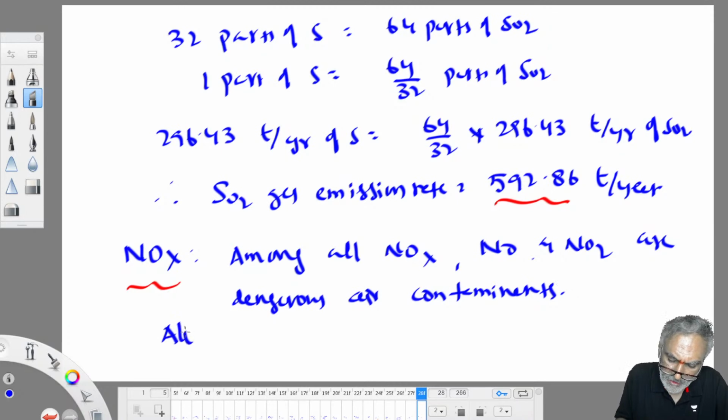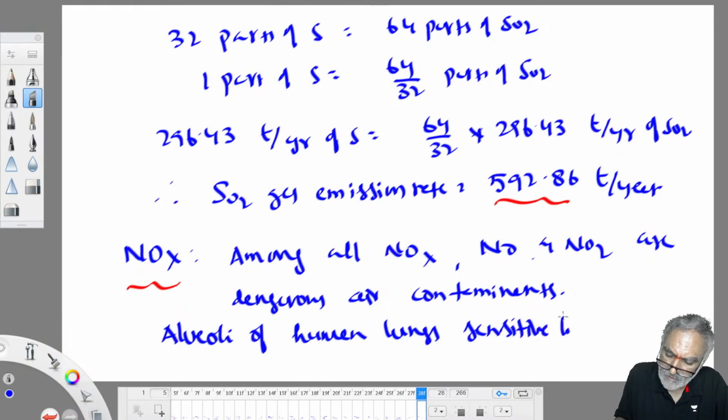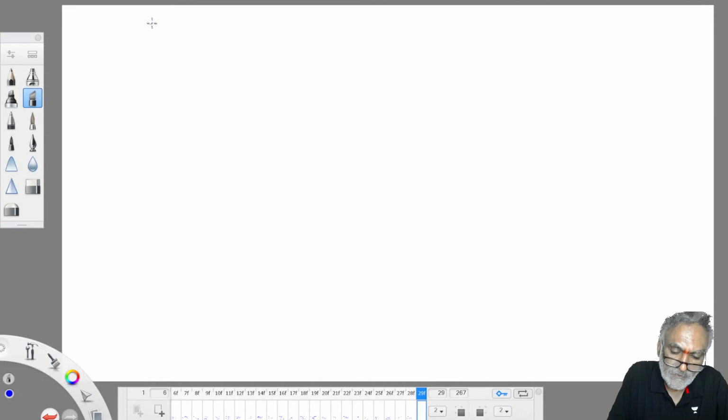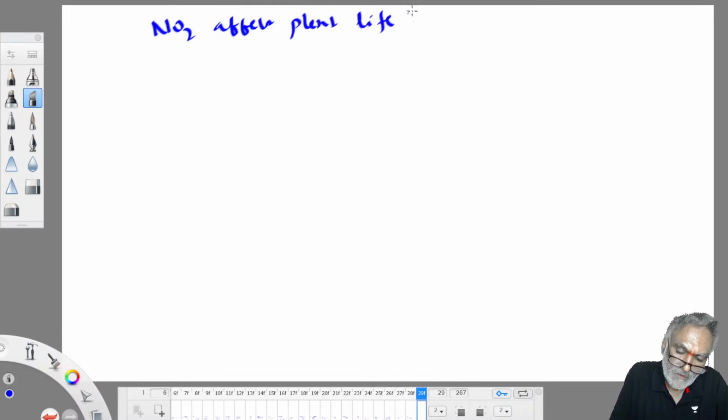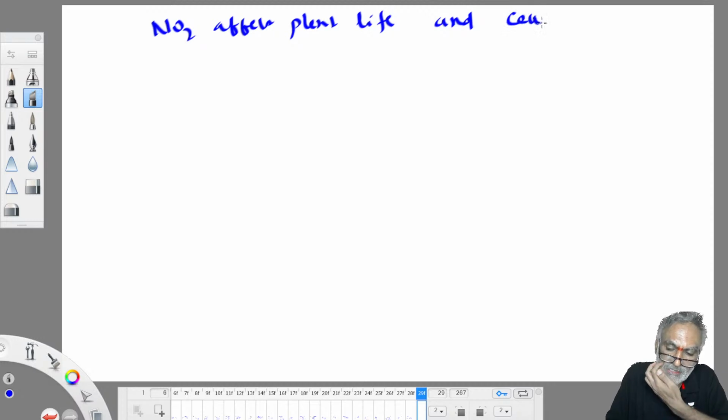Alveoli of humans are sensitive to this. Human lungs are sensitive to NO2, or sensitive to NOx in general. And NOx also affects plant life and causes plant diseases.